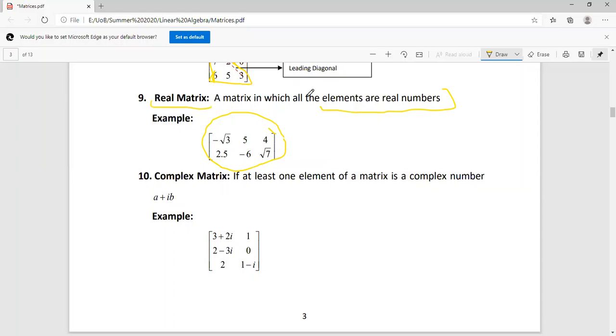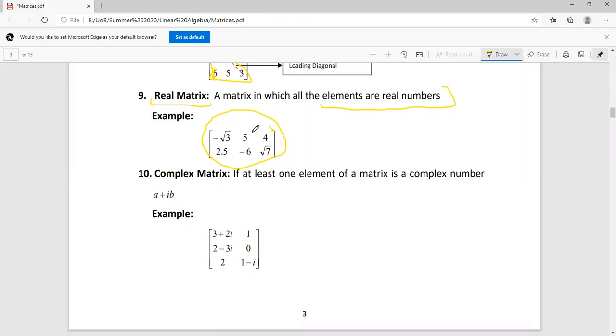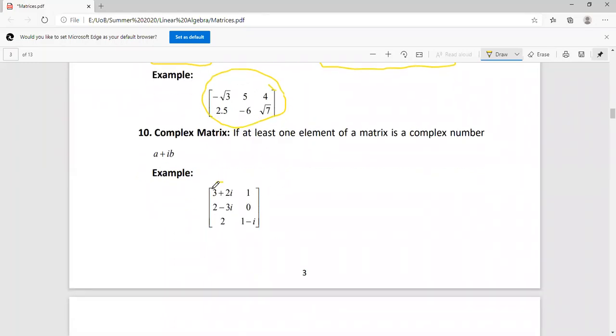If at least one number inside your elements is complex, complex is when you have iota in it, right? You remember a complex number, right? From calculus 2, a complex number has this form. You have a real number plus iota times another real number, right? What is iota? Iota is the square root of minus 1. So if at least one entry is complex, we call it a complex matrix.